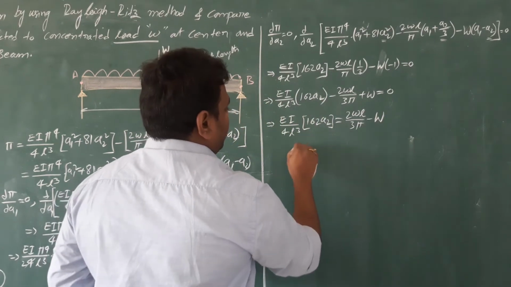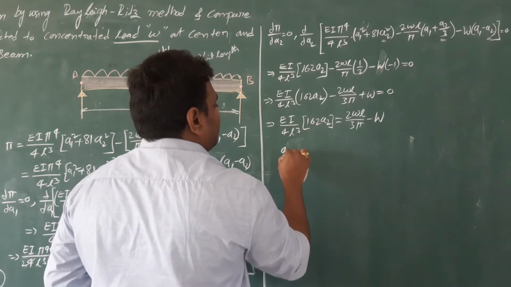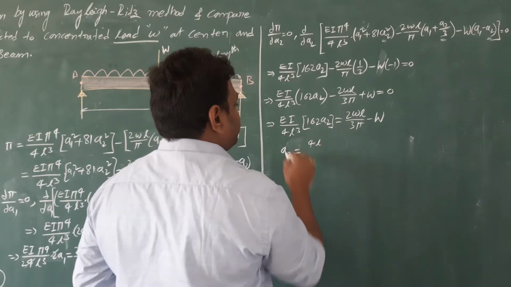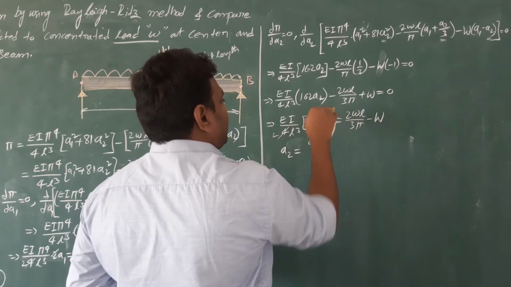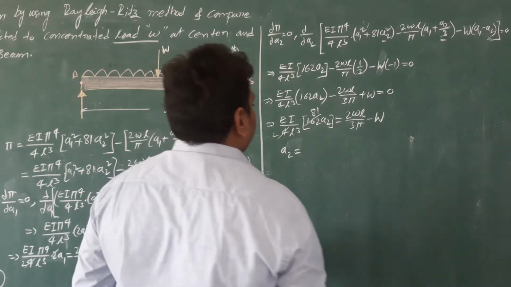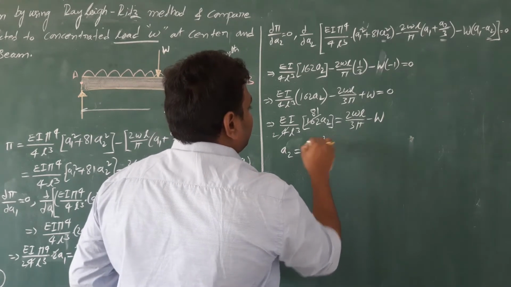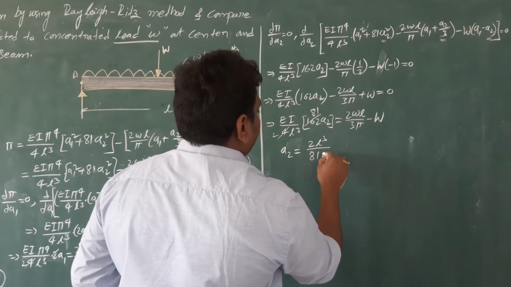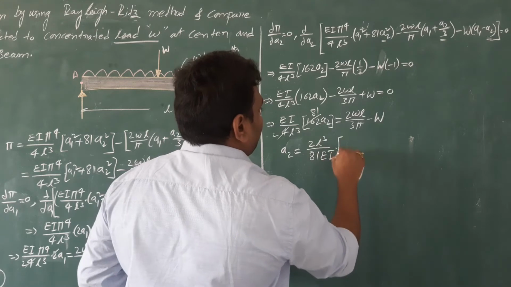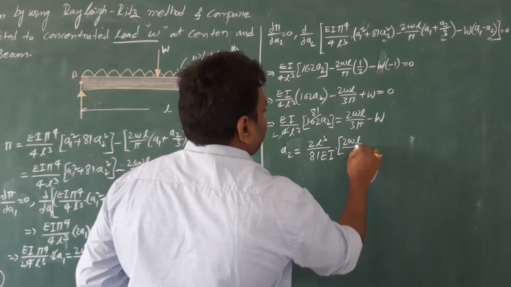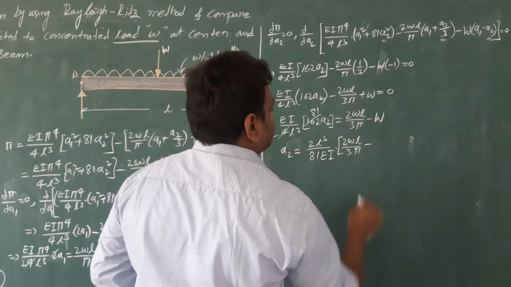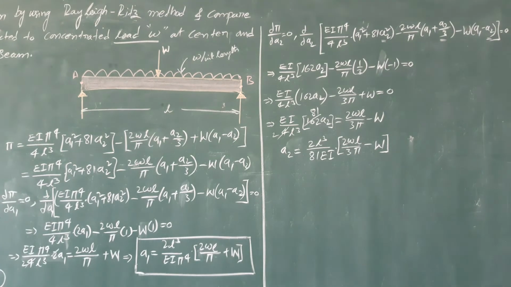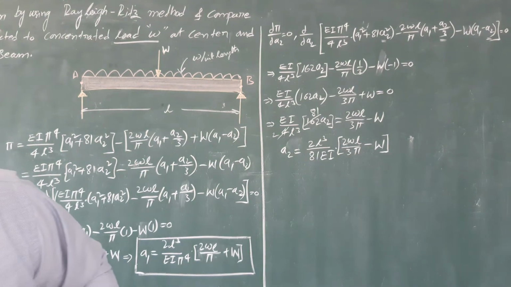Now we want only the A2 value. A2 is equal to 4L cube. So here 2 times, here 81 times. So then the equation will become 2L cube by 81 EI into 2 small w L by 3 pi minus capital W. So finally we got this value.